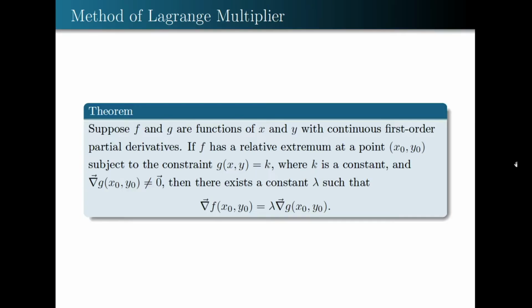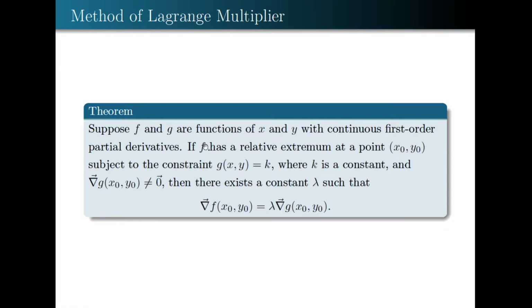Suppose the functions f and g are functions of two variables x and y with continuous first-order partial derivatives. If f has a relative extremum at the point (x0, y0), subject to the constraint g of x, y equals a constant k, and the gradient of g at the point (x0, y0) is not the zero vector, then there exists a constant lambda such that the gradient of f at (x0, y0) is equal to lambda times the gradient of g at (x0, y0). This is just the mathematical way of saying that the gradient vector of f at that particular point is parallel to, or a scalar multiple of, the gradient vector of g at that particular point.